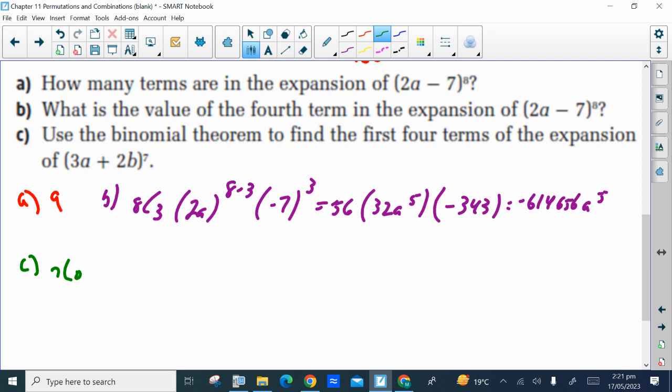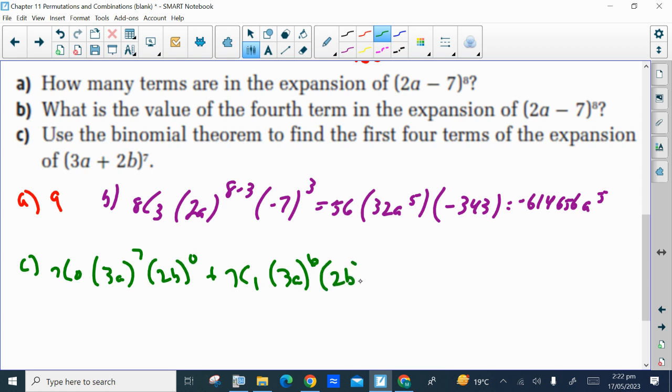so the first term will be 7C0 to get our coefficient. The first term of the binomial 3a is raised to the power, well actually let's do it this way, raised to the power 7, and the second one 2b is raised to the power 0. Plus the second term will be 7C1. The power on 3a decreases by 1, the power on 2b increases by 1.